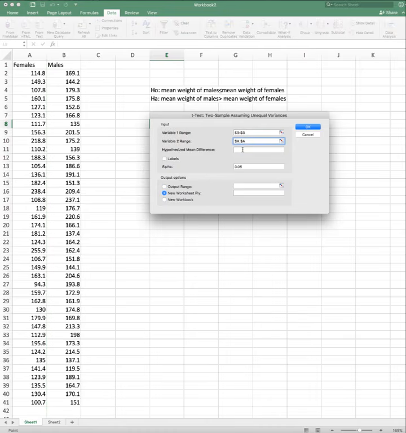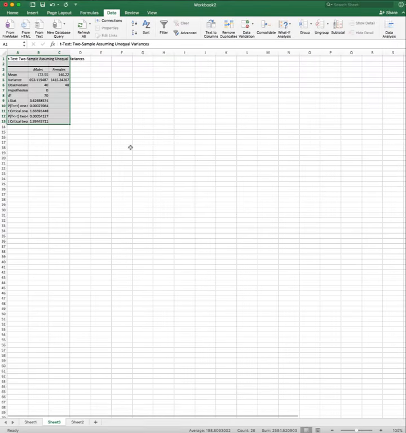And my hypothesized mean difference in this case is 0, because I'm not specifying how much greater I think the males are than the females. I'm not saying 10 pounds heavier or 20 pounds heavier, just that they are heavier. So I'm going to enter in 0 because I don't have a specific quantity in mind. I would click on the Labels button because the first row is labels and I do not want Excel to include that, and then I'll go ahead and click OK.